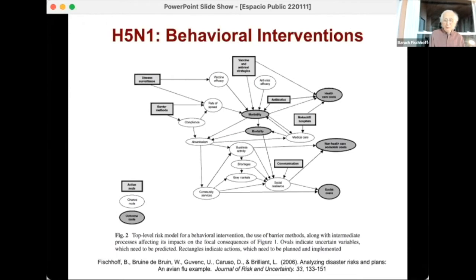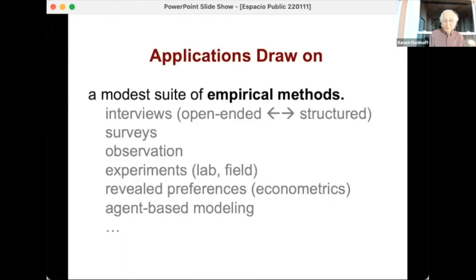Here's a model of the factors affecting the effectiveness of behavioral interventions like distancing, face masks, and mandates of various sorts. As you might imagine, because we're dealing with people and social institutions and not just biological processes, it's a much more complicated process. And people in your audience may legitimately want to know that you know about each of these things. These applications of the science draw on a modest suite of empirical methods.